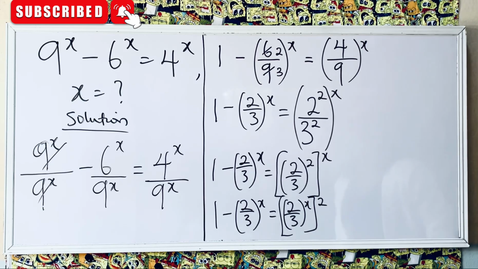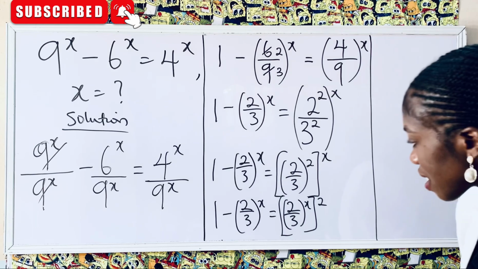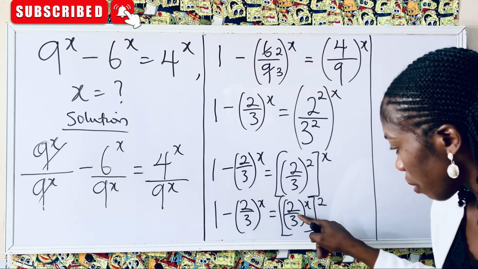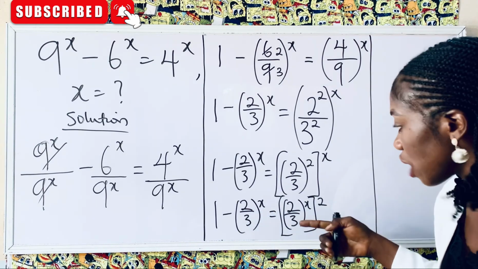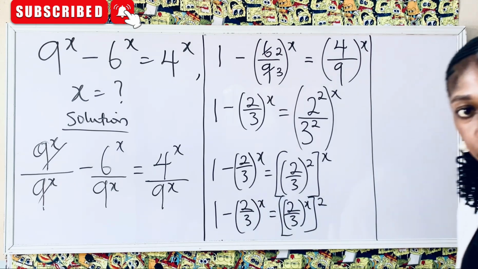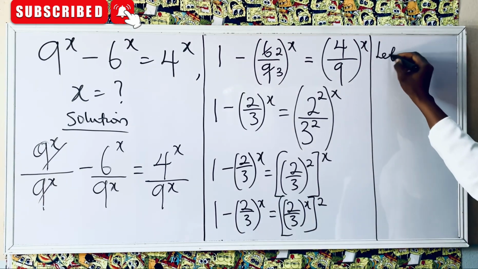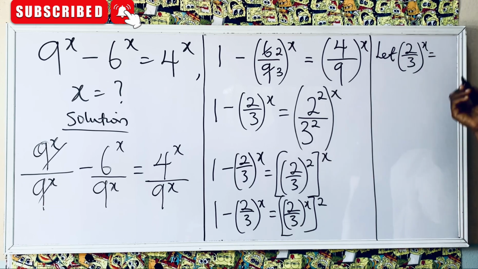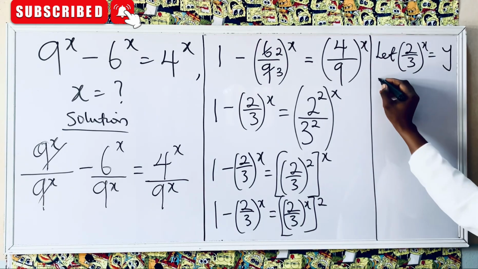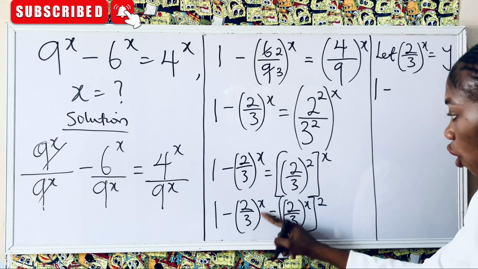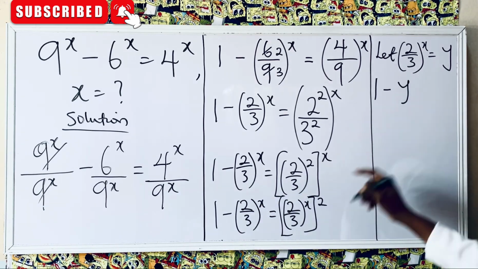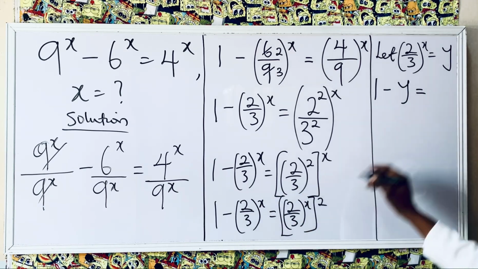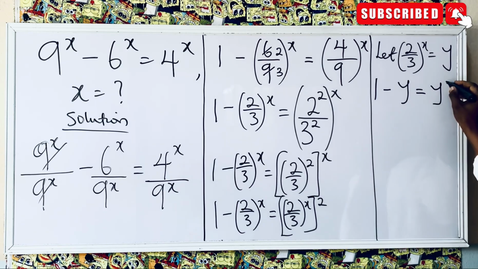So what do you do next? At this point, what do you do? You can now see that these two values in the bracket are the same. So you can choose to replace it with any variable of your choice. So you can say, let 2 over 3 to the power of x be equal to, let's choose maybe y. So put it here. We're going to have 1 minus y, the whole of this has become y, is equal to y, and you raise it to the power of 2.